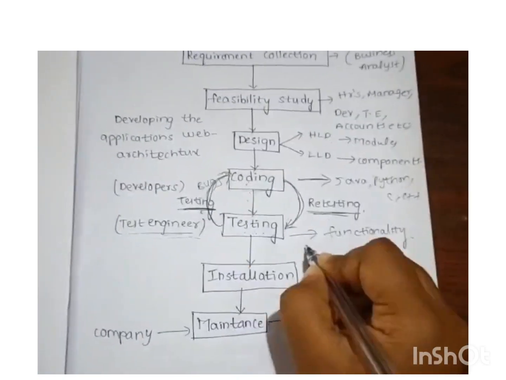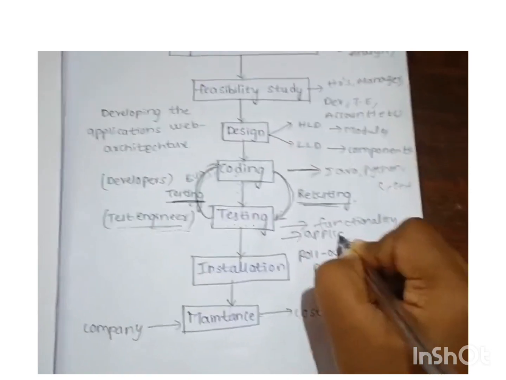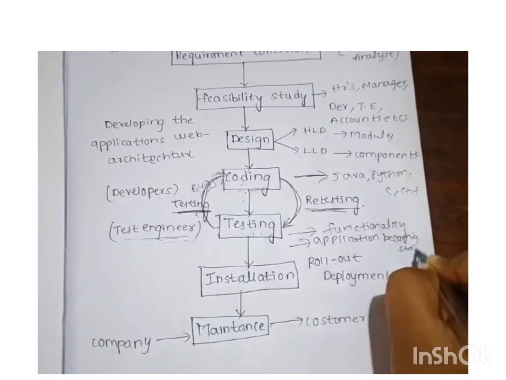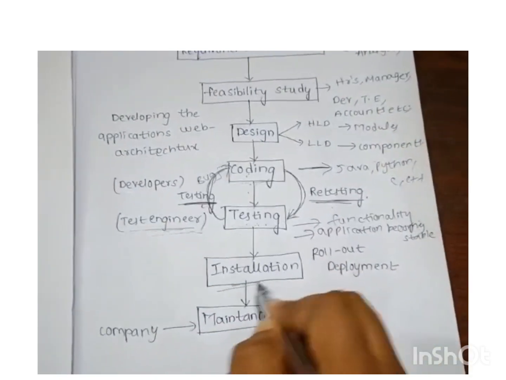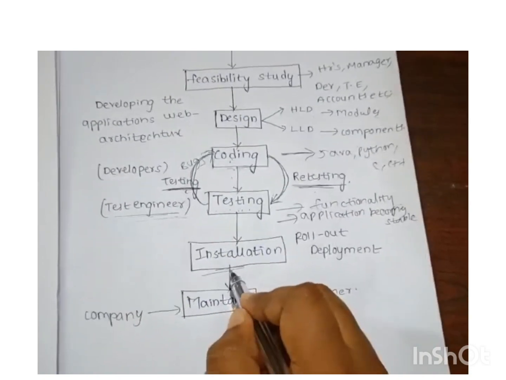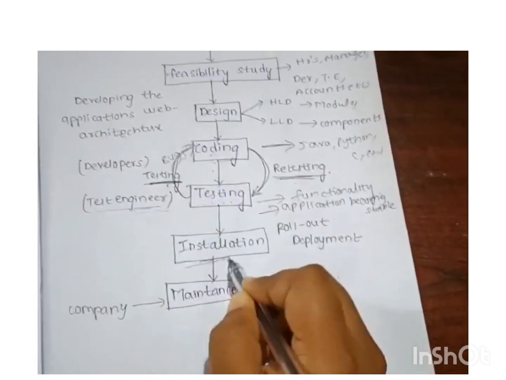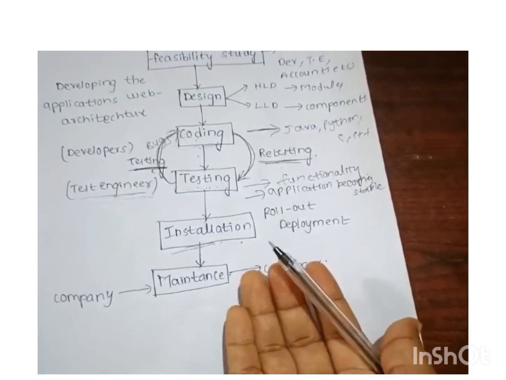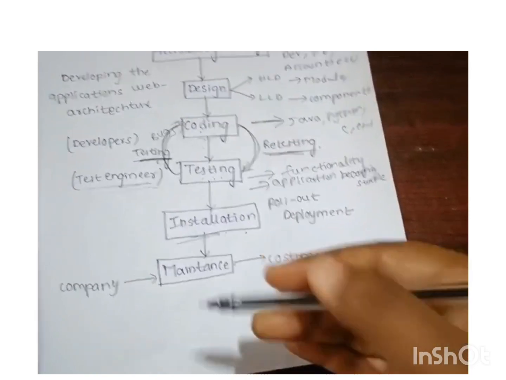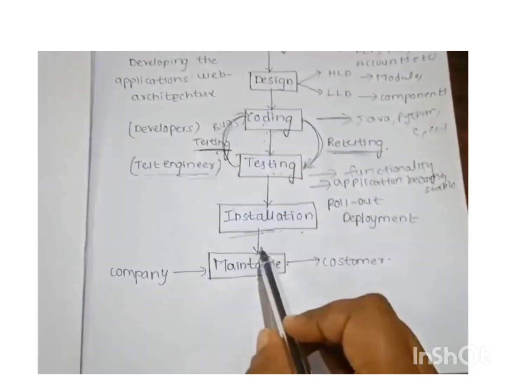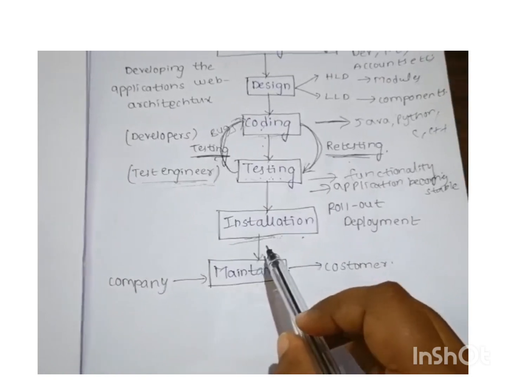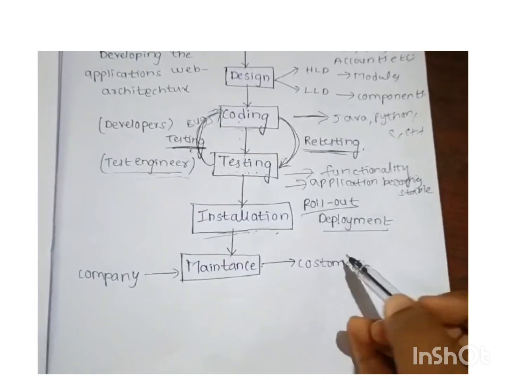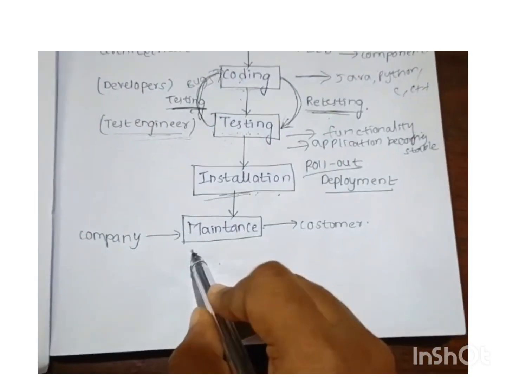So next, after the application becomes stable, the next phase is the installation phase. In this phase, the stable application will be handed over to the customer. After the application is stable, what is the next phase? The installation phase. So they will give that application to the customer. They will do the deployment, which we can also call rollout, or deployment, anything we can say.